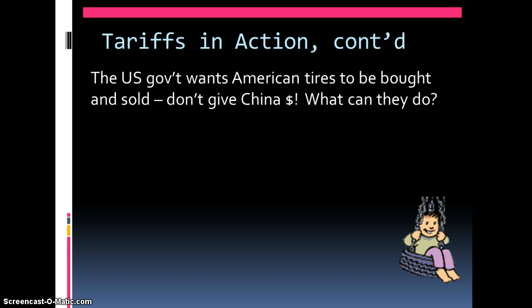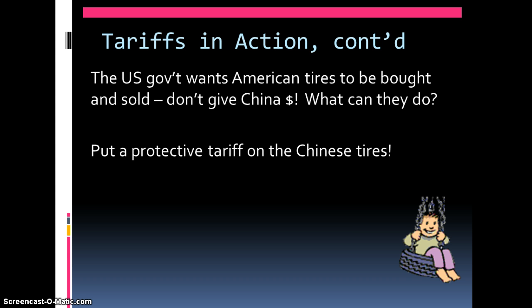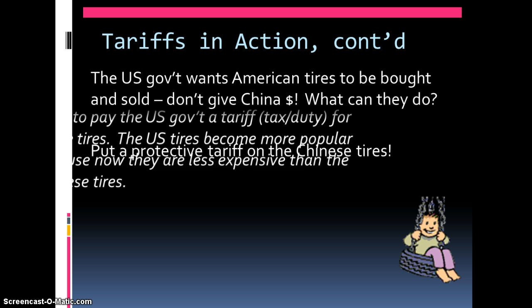Yes, a protective tariff. So if the US government puts a protective tariff on the Chinese tires, suddenly those tires come up in price, and American tires are now on an equal playing field with the Chinese tires. That means companies will be more likely to buy an American tire than they would have been previously before that protective tariff was on the tires.